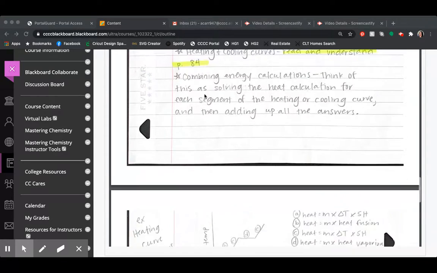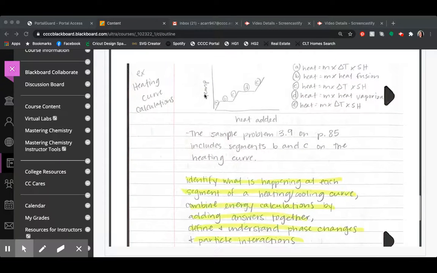So what I mean by that is, let me scroll down to here's an example of a heating curve. You see this is temperature on the y-axis versus heat added on the x-axis. And I don't know if you can see it, but each little segment of the curve is identified by a letter, A, B, C, D, E, and that's also written here. And what I've done here is explained which formula to use for which segment of the heating curve.